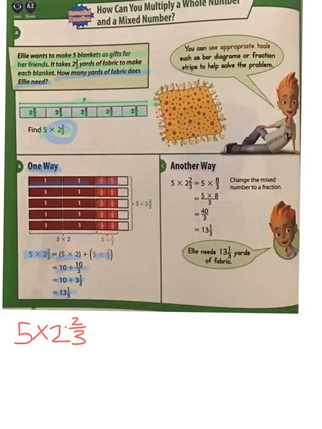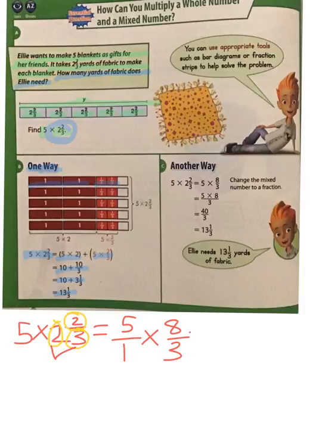We are going to change 2 2/3 into an improper fraction. And the way that we're going to do that is we're going to multiply our whole number by our denominator, and then we're going to add our numerator, just like we practiced before. So I'm going to have 5, which as a fraction is 5/1, and I'm going to multiply 2 times 3, which is 6, and I'm going to add 2 more, which is 8, so I'm going to get 8/3. And we'll practice this in our notebook.